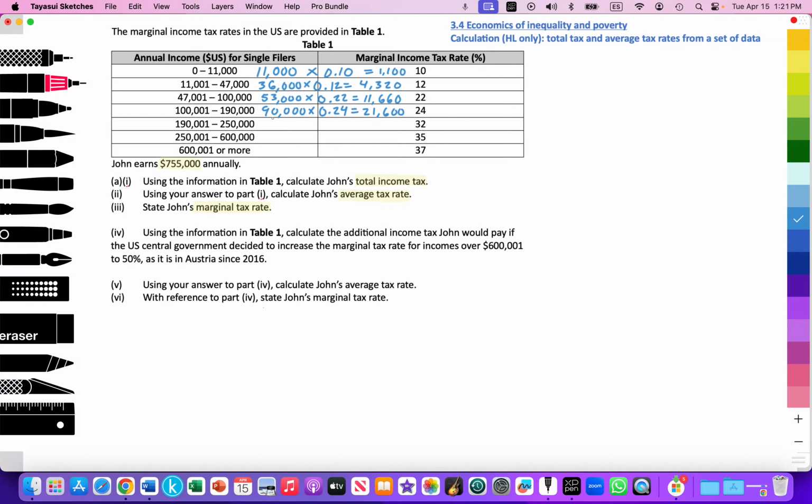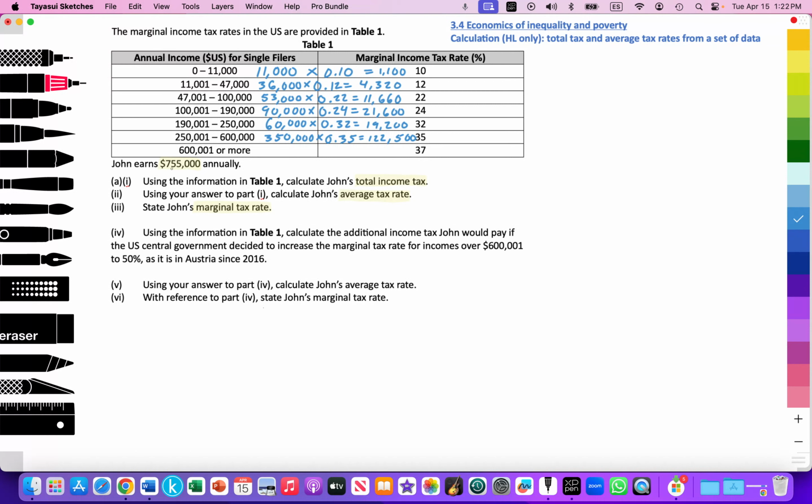Yep, it's going to be 60,000 times the decimal value of 32%, 0.32, and it's going to equal 19,200. And then we're going to take 600,000 minus 250,000. It's going to work out to 350,000 times the decimal value of 35%, 0.35. It's going to work out to 122,500.